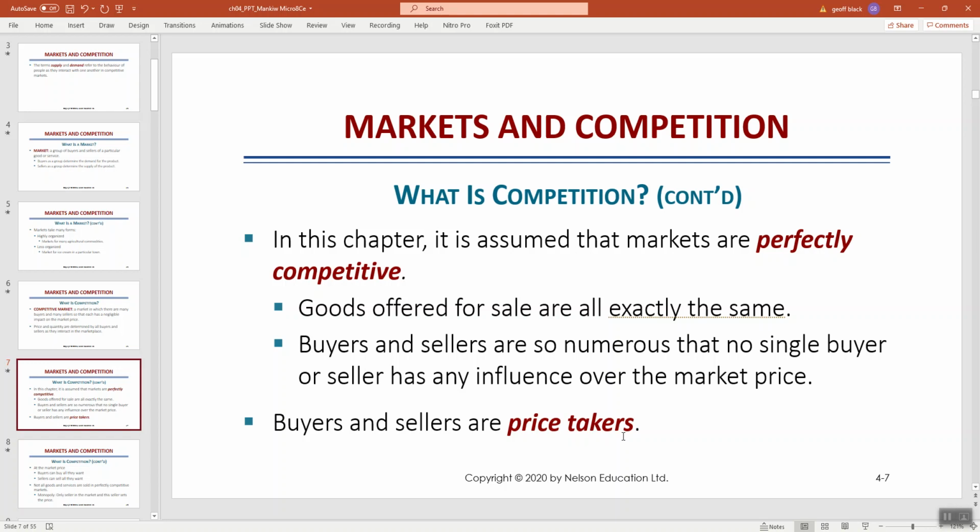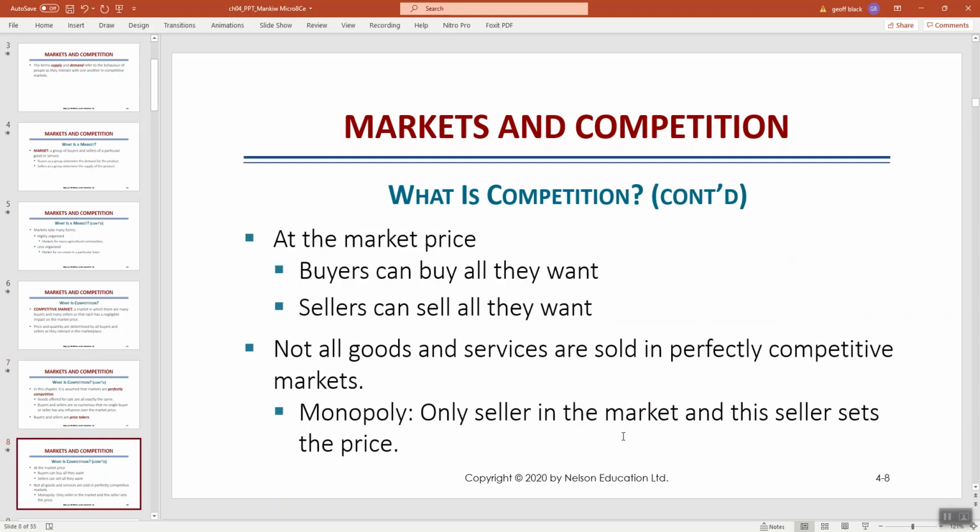Buyers and sellers face no penalty to enter or exit the market. In other words, there's no fee if you want to be a seller of a good or service. You don't have to pay anything to join the market, okay? There's no fee for you to join, so there's no barrier to enter. You can simply enter the market freely and sell whatever it is that the market is offering. And similarly, there's no penalty for you to exit. So if you want to get out, you don't have to pay a penalty.